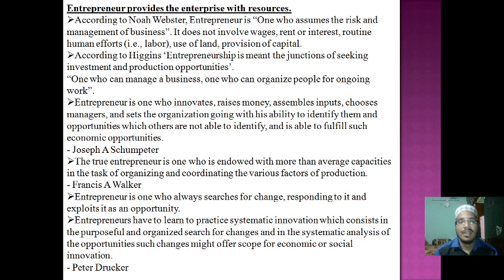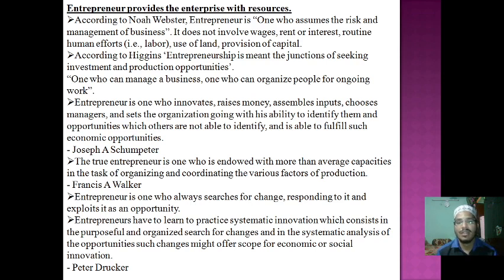Next, the entrepreneur provides the enterprises with sources. The entrepreneur is providing the other enterprises with the sources. Sources means the requirements to manufacture any product, materials. According to Noah Webster, an entrepreneur is one who assumes the risks and management of business.